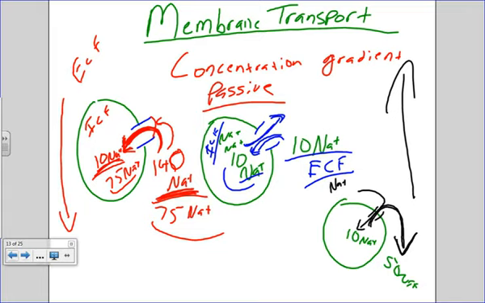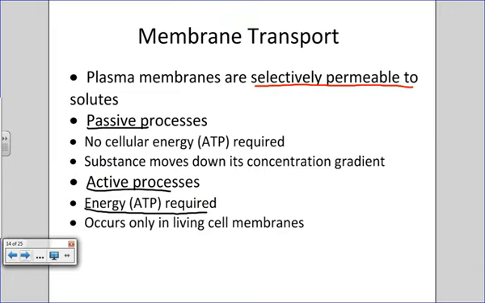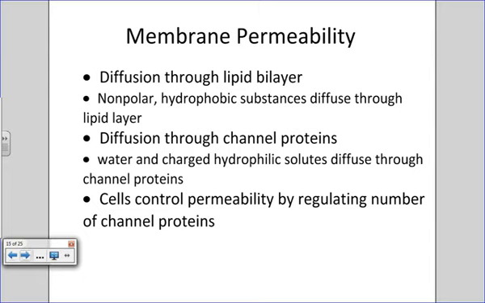So those are some basic terms you need to understand about membrane transport. You need to understand selective permeability. You need to understand what a concentration gradient is, and you need to understand the difference between passive and active transport. If you understand the basic concepts that revolve around these terms, this will all make a lot more sense to you. So make sure that you're comfortable with these terms before you continue into this topic.